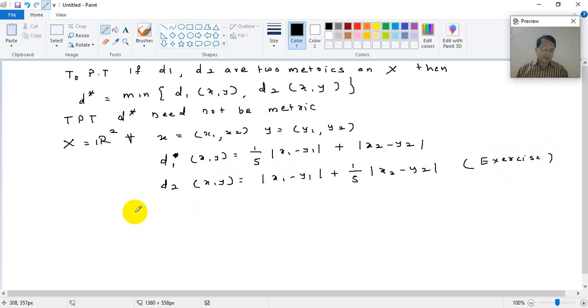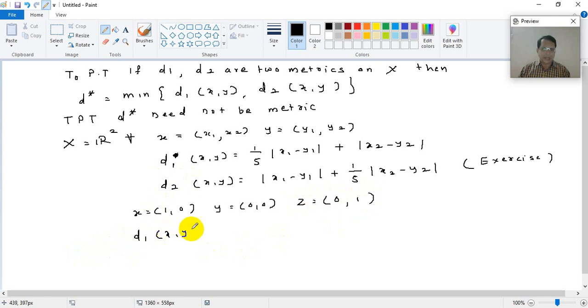Okay, now let x equal to 1 comma 0. Let us take a point in R2. Y you take as 0 comma 0 and z you take as 0 comma 1. Okay. Now calculate d1 x y. What will be d1 x y?